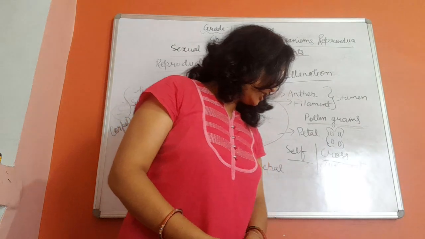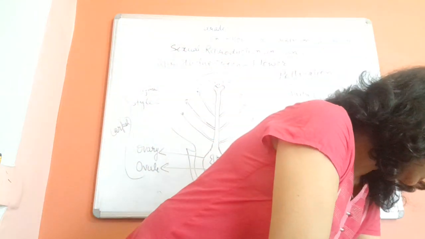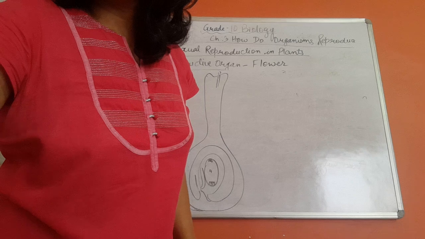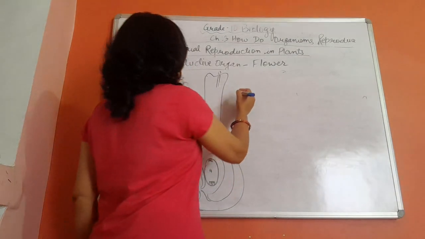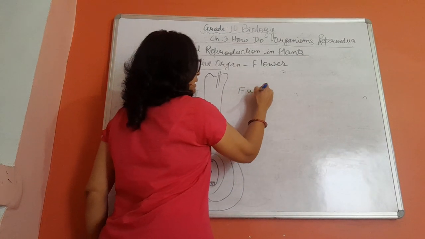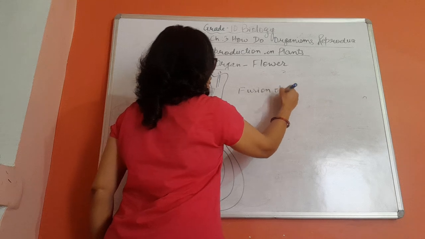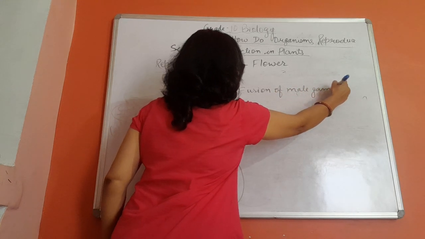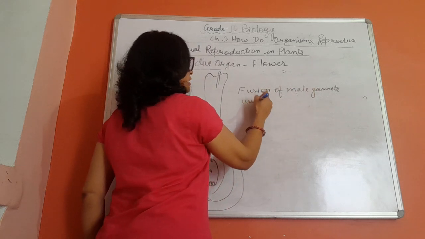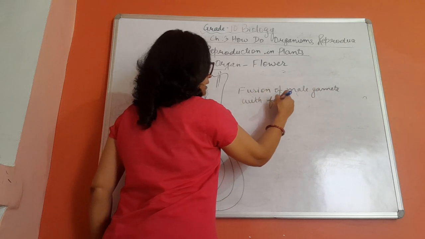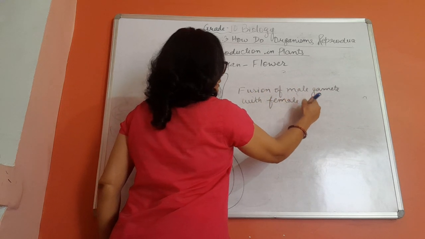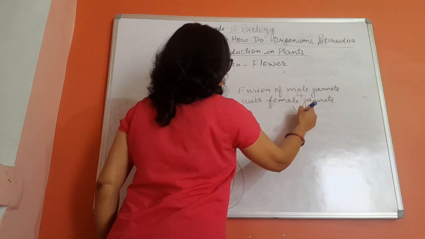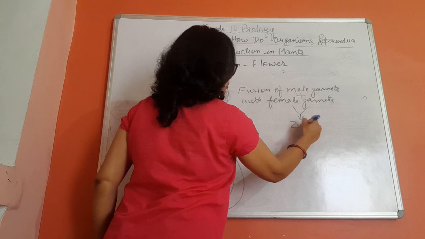Now fertilization in plants. What is fertilization in plants? Fertilization is fusion of male gamete with female gamete. Fusion of male gamete with female gamete is called fertilization. And because of this fusion, what is formed? Zygote is formed.